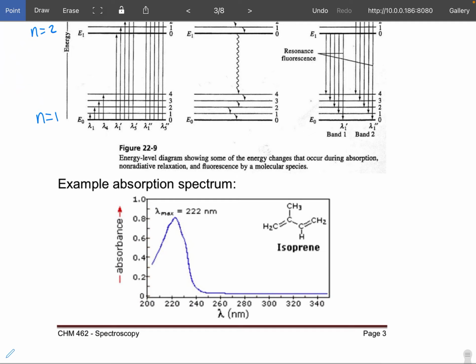So I want to talk about some example molecules and what their absorption spectra would look like. So this one right here is an isoprene unit, and we're looking at the absorbance, and we'll define that a little more carefully in a little bit here, as a function of wavelength. And so we're asking, where is this molecule absorbing the most? And it has a lambda max, as we would say, and that is the wavelength at which this molecule absorbs the most photons. It's about 222 nanometers for this particular example.